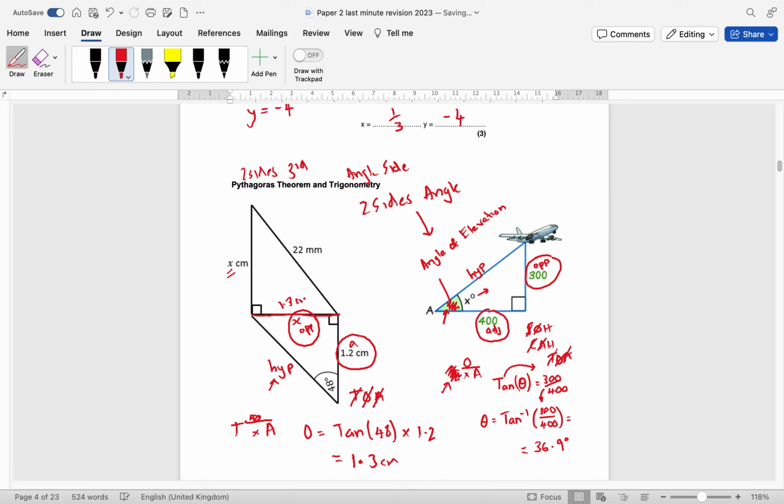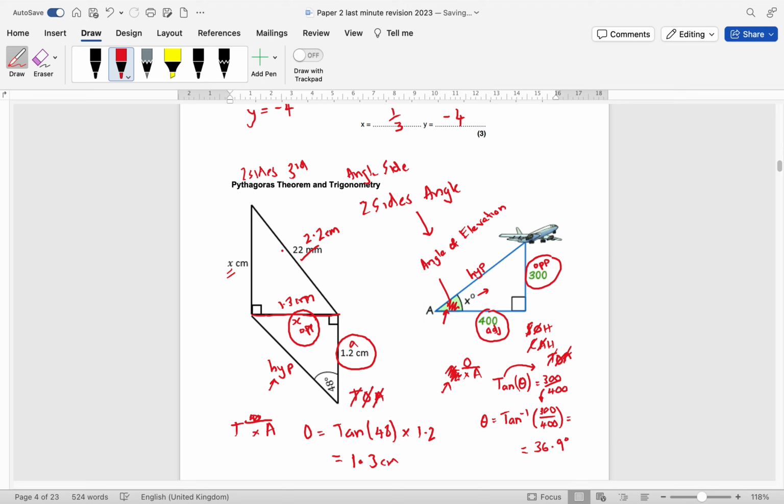Something else I've spotted here though, and this can happen in shapes, particularly these triangles, is different units, centimeters, millimeters. So I think that needs to become 2.2 centimeters so that it's the same units as there. So 10 millimeters is a centimeter.